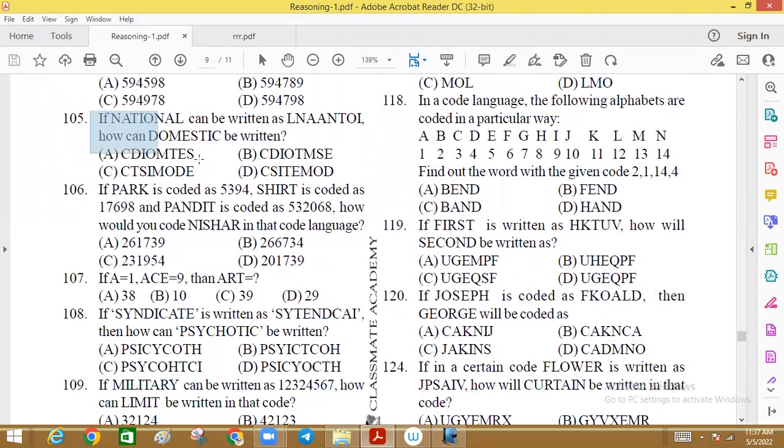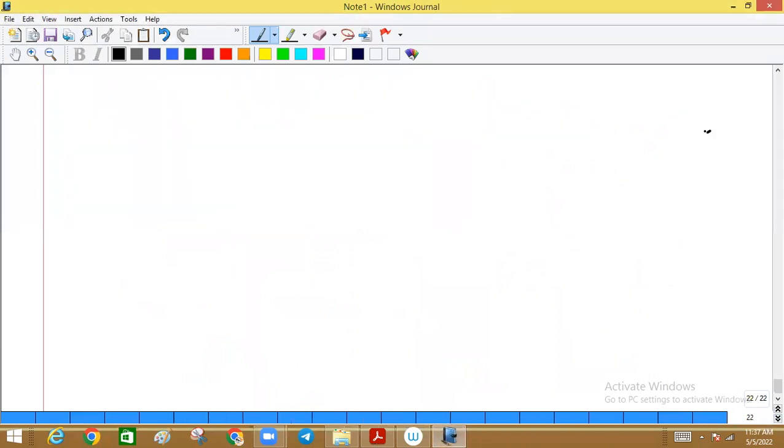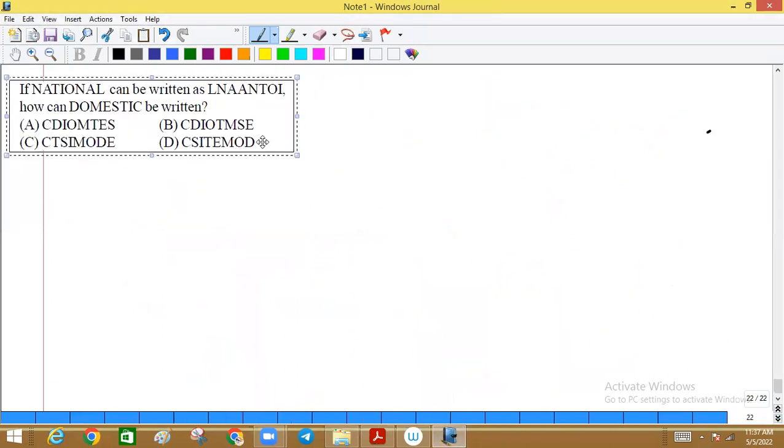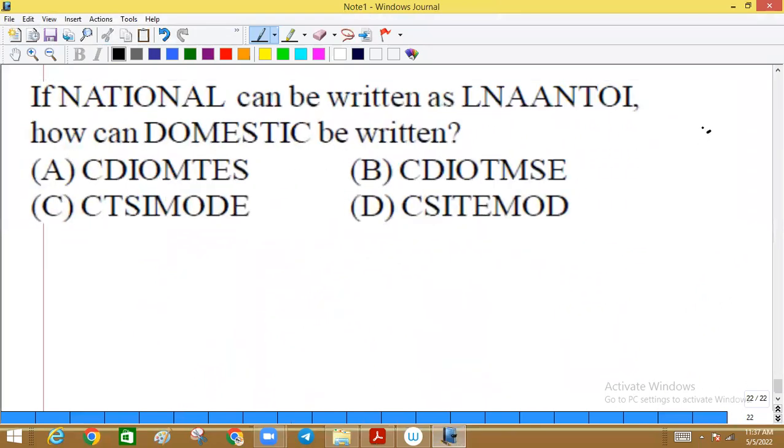Now you do this one. In this type of questions, you can't expect a difficult question. Remember that, okay? Because same letters are rearranged in some fashion. We need to identify that fashion in the exam, right?